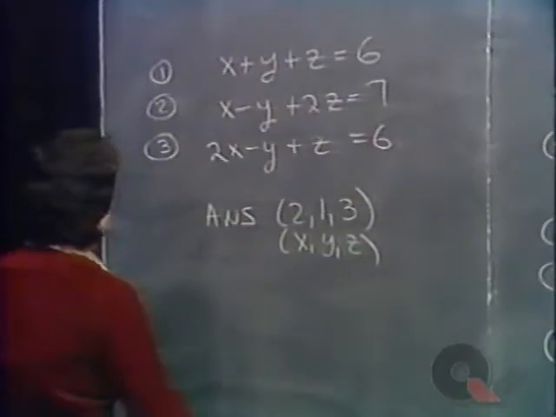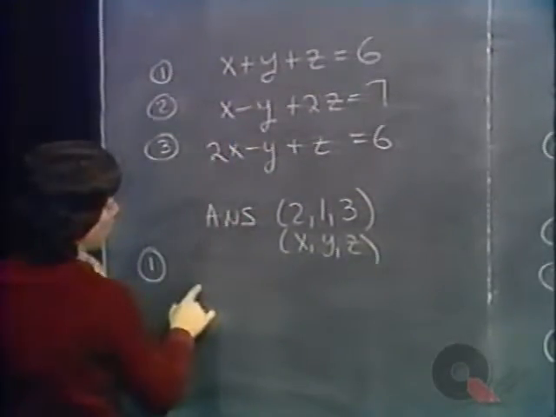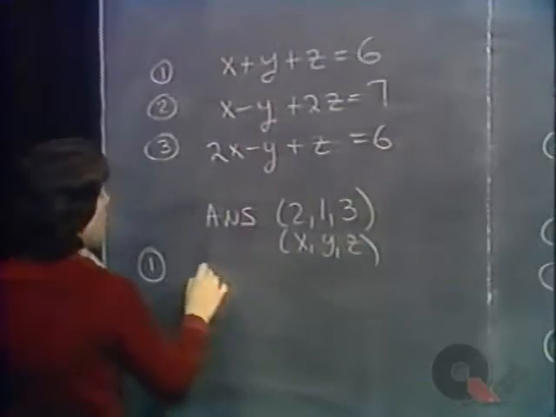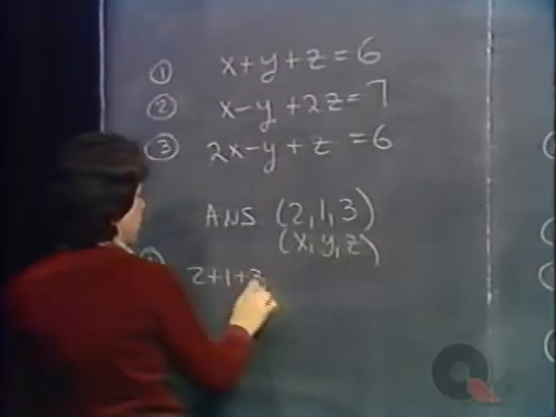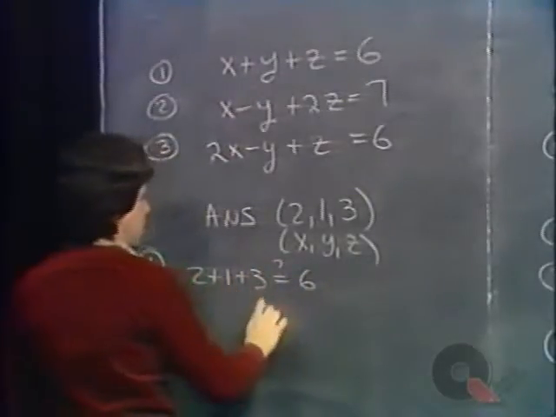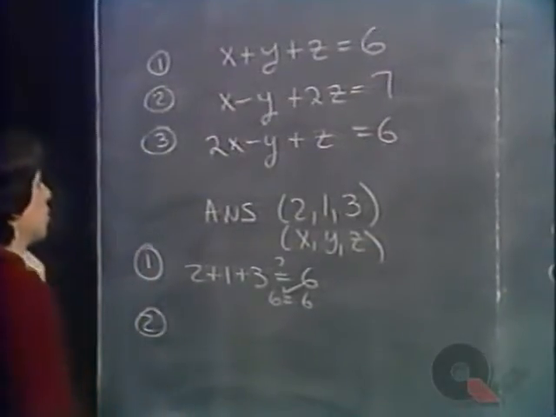So we check. Now in equation number 1, we know that, of course, is going to work. We used that just a moment ago. x + y + z should be equal to 6. 2 + 1 + 3 should be equal to 6. 6 is equal to 6. That's okay.